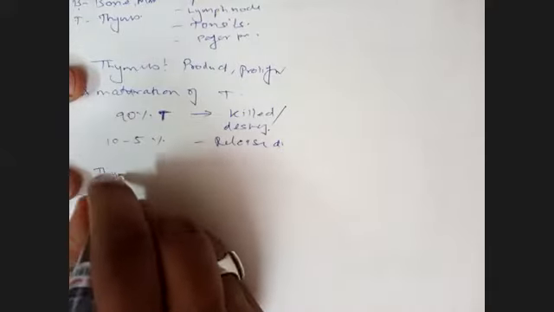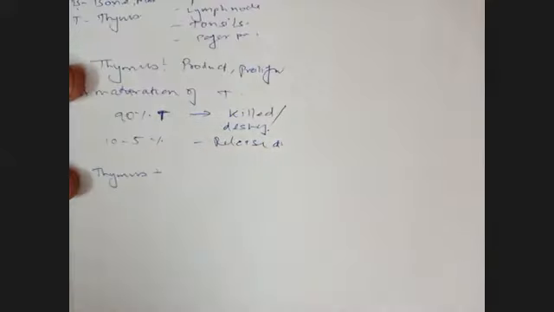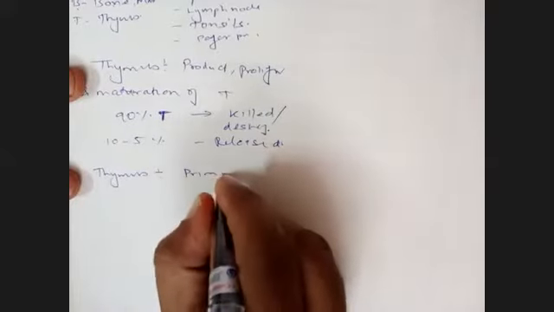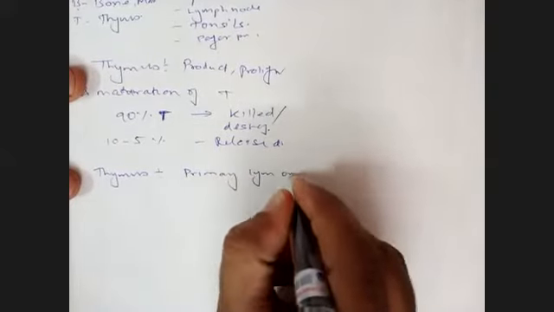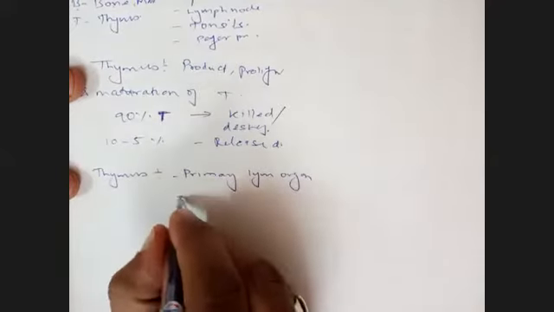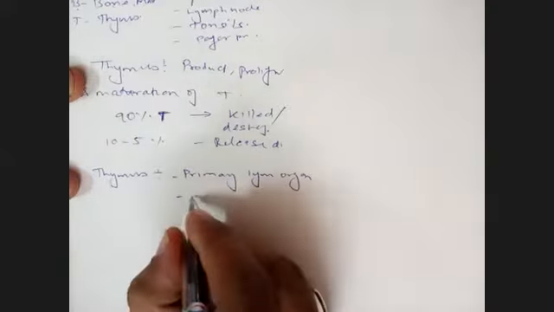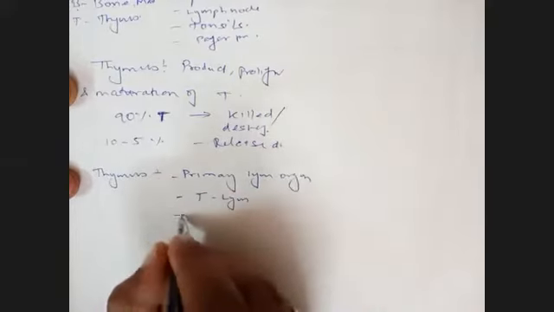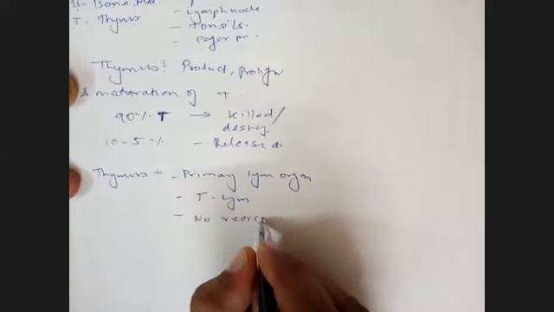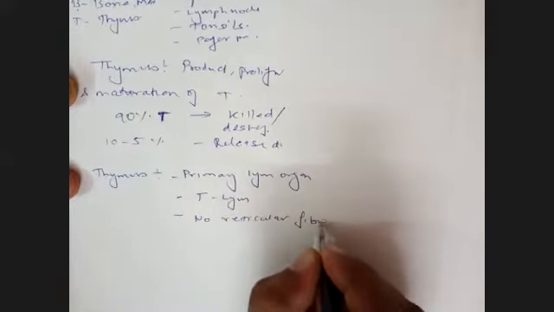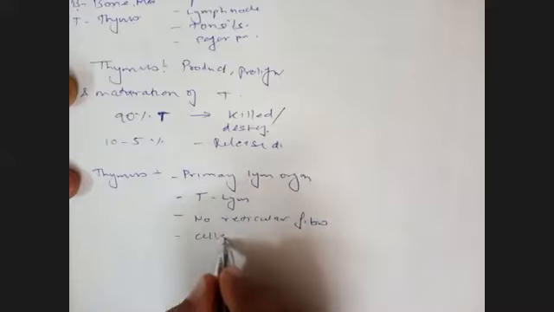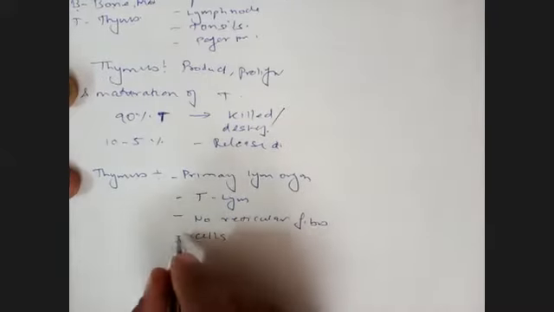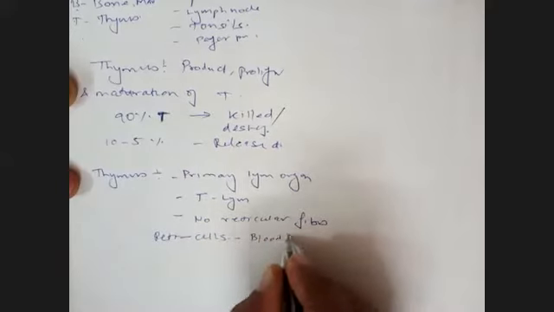So, some things about thymus, how it is different from spleen and tonsil, is that it is a primary lymphoid organ. Of course, it is the site where T lymphocytes are produced, mature, and proliferate, mainly concerned with T lymphocytes. There are no reticular fibers. There are reticular cells, no reticular fibers. There are reticular cells which form what is called the blood thymic barrier.